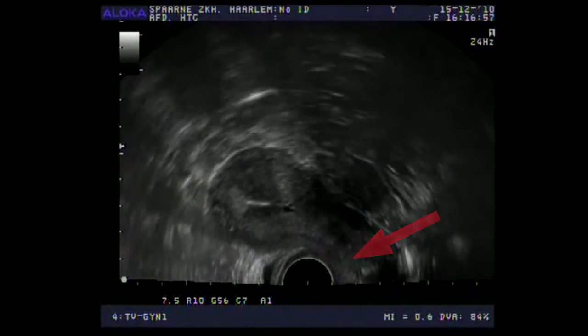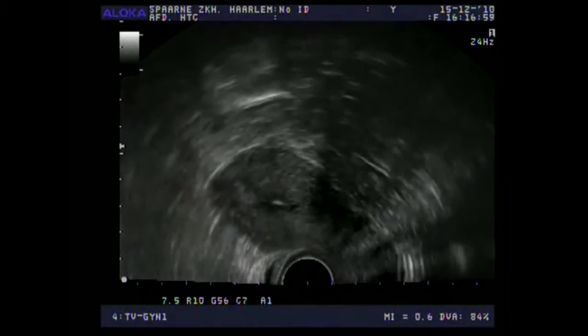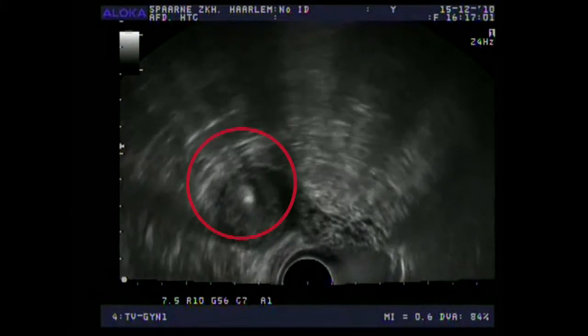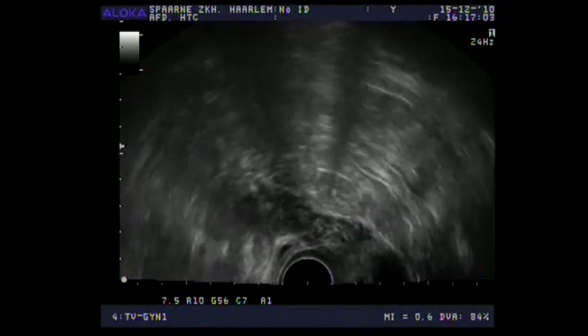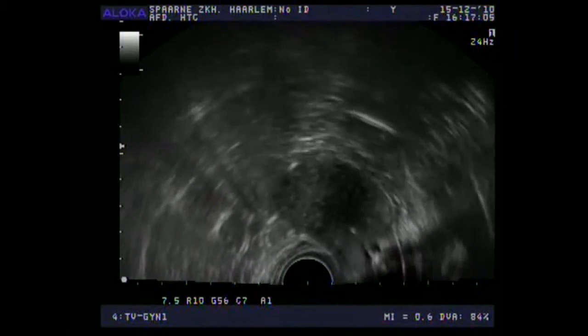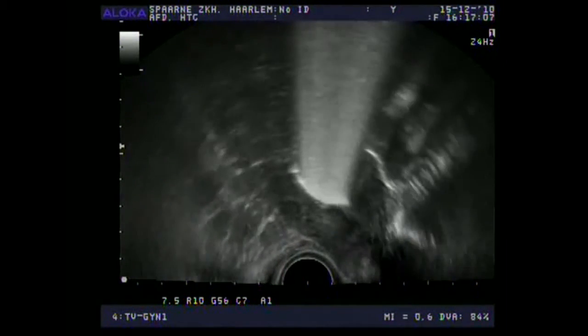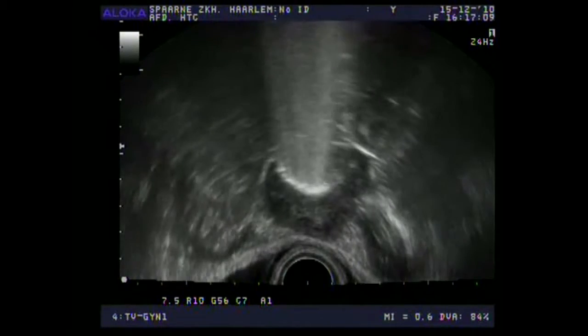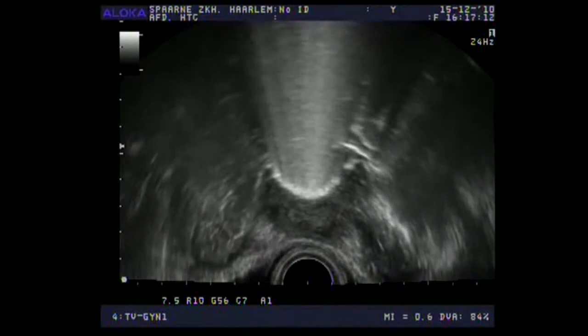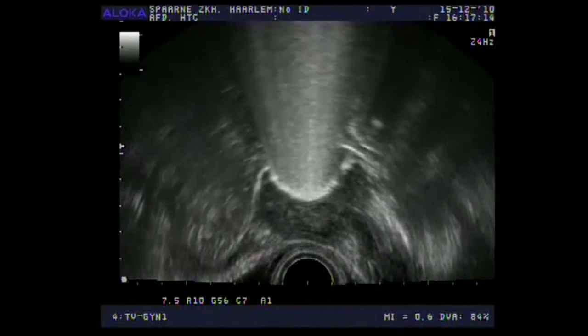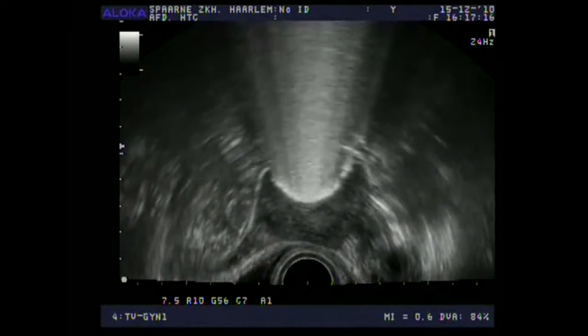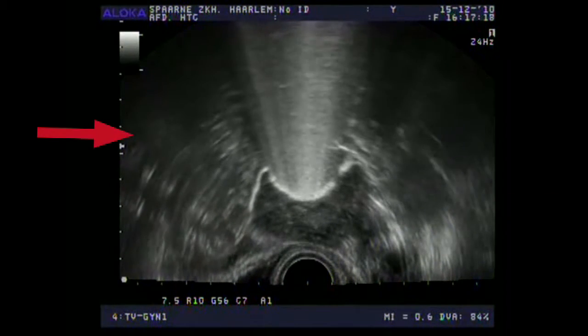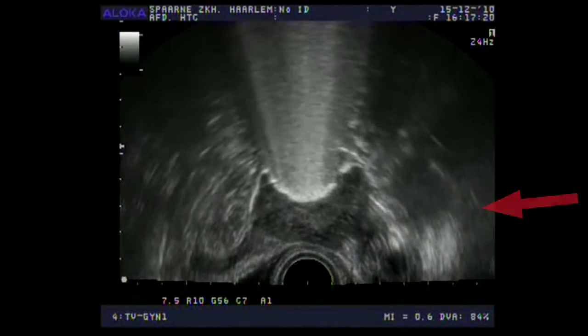I inserted only a tiny little bit of the foam, and you can already see that it flows straight to the fundus. Now I'll turn it a little bit to the left and to the right, and now I'll turn the probe about 90 degrees from a longitudinal cross-section to a transversal cross-section. Here, this is the transversal cross-section, and you can see that this is the left fallopian tube fills immediately.